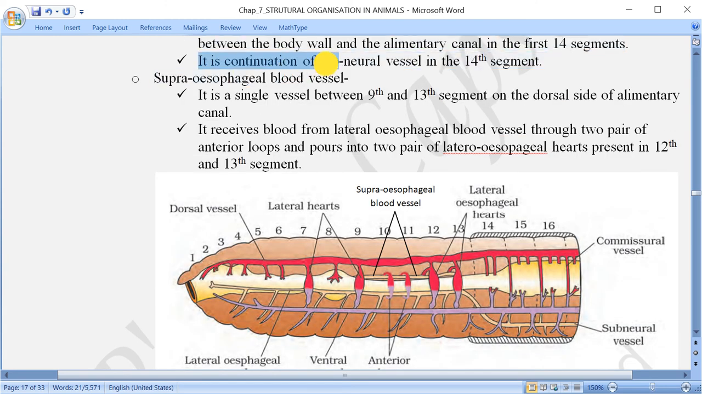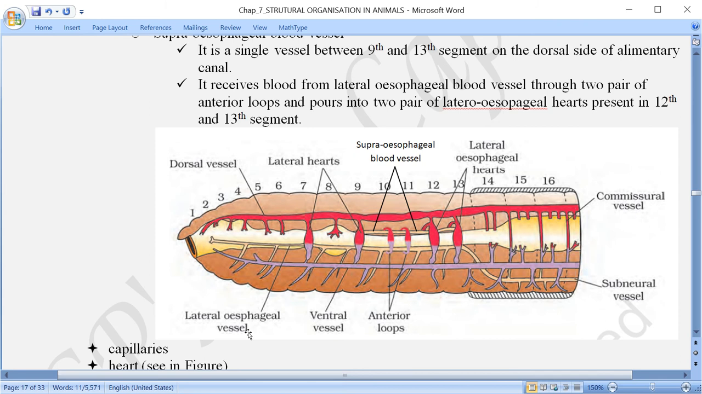It is the continuation of subneural vessel in the 14th segment. ये 14 segment तक क्या है? Subneural vessel is present. और फिर उसके आगे का पार्ट है, 14 segment के आगे के पार्ट में what is present here? Lateral esophageal blood vessel is present.